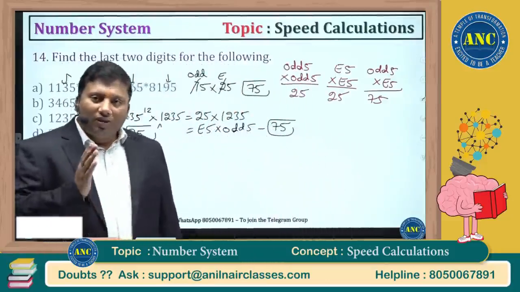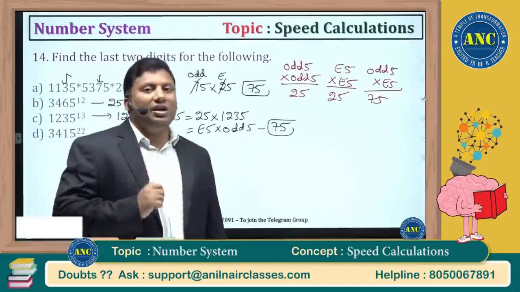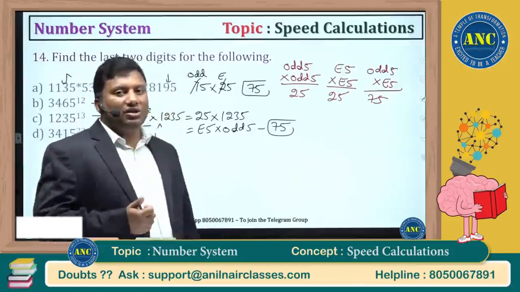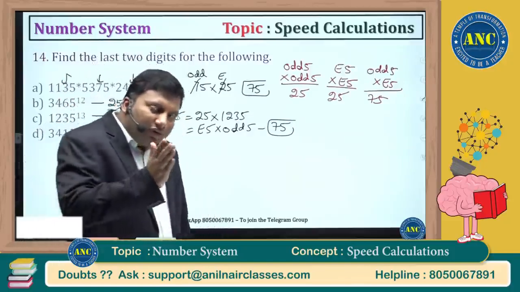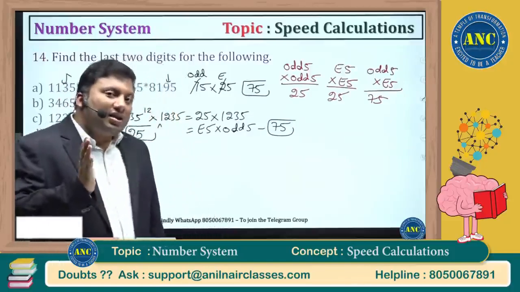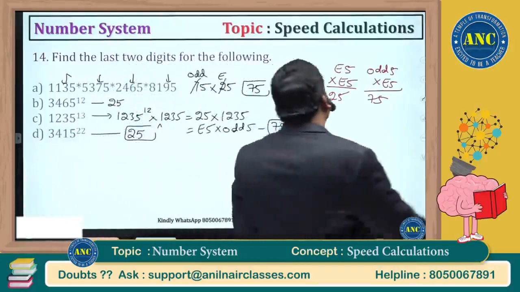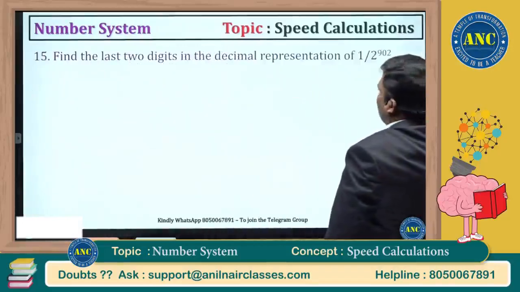Second concept. Third concept: what if A is equivalent to B? Fourth concept, which is a derivative of the concept: if the leftmost digit is same and the sum of the remaining digits is 10 power k, you can apply that concept. I hope these are all clear to you.